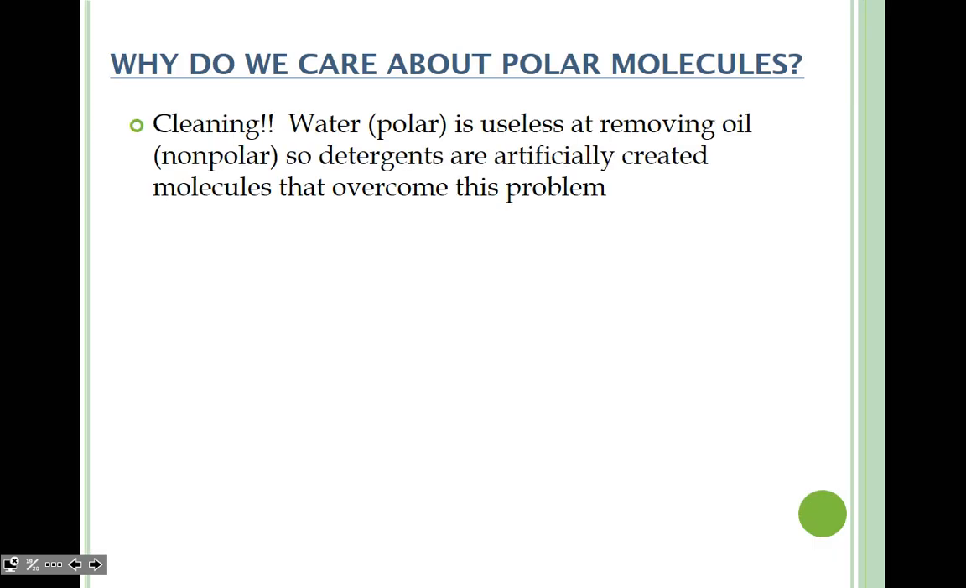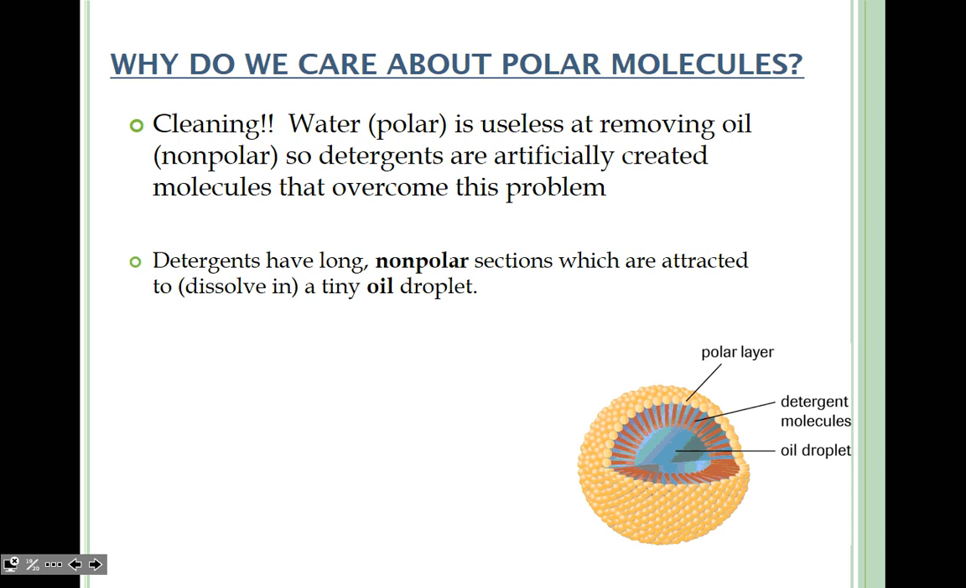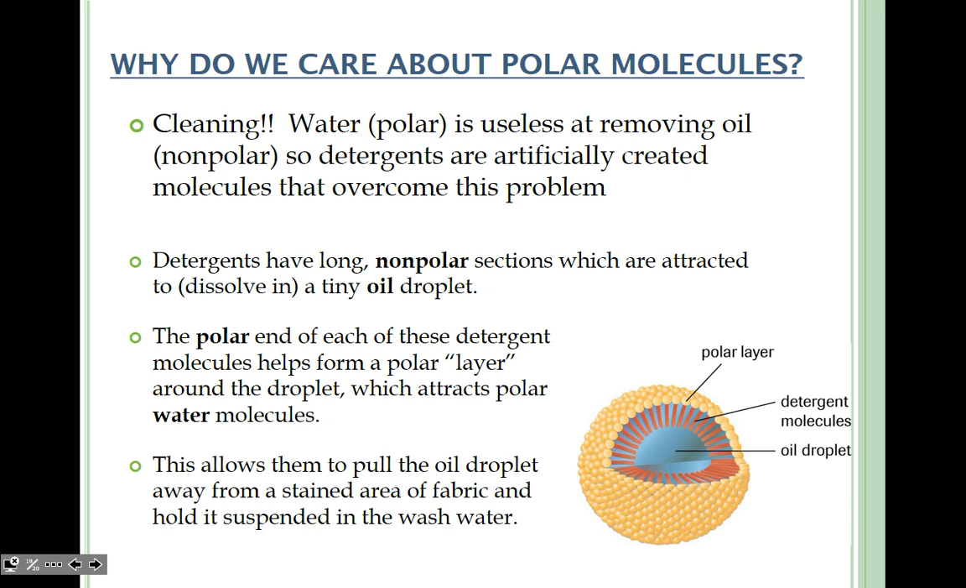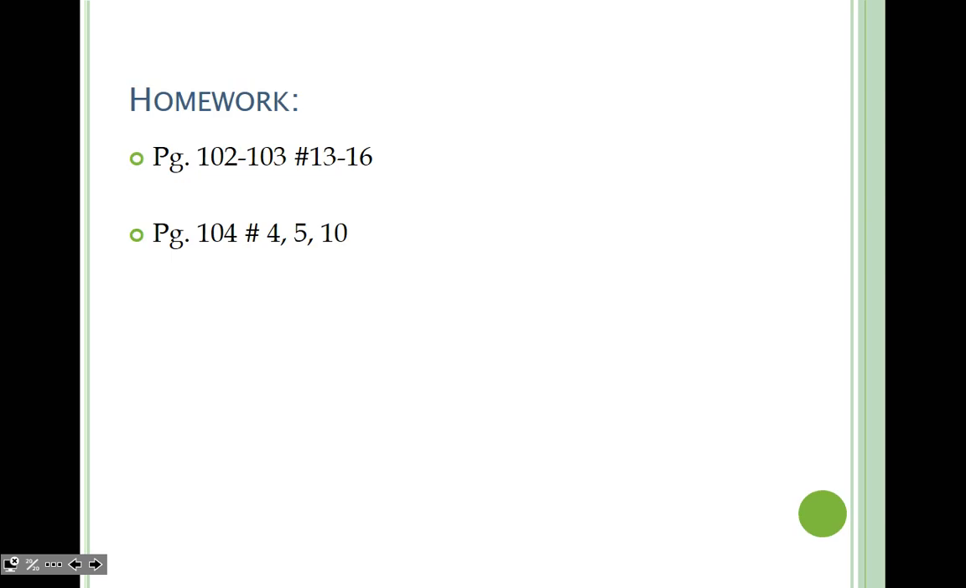Why do we care? Cleaning. Water's polar, so it's useless in removing oil, kiddos. That's why we need soap. So detergents have long nonpolar sections which are attracted to or dissolve in a tiny oil droplet. The polar end of each of the detergent molecules helps form a polar layer around the droplet which attracts to water, which is also polar, and it actually lifts the oil away. This allows them to pull the oil droplet away from a stained area of fabric and hold it suspended in the wash water. So if you're really good at making soap and you use your chemistry brain, you can actually be a millionaire.